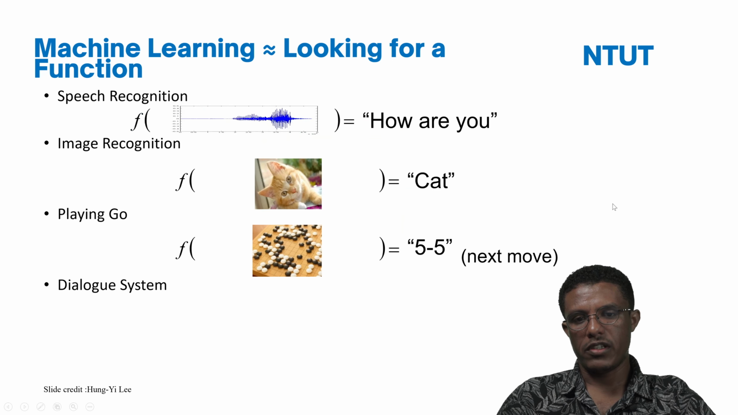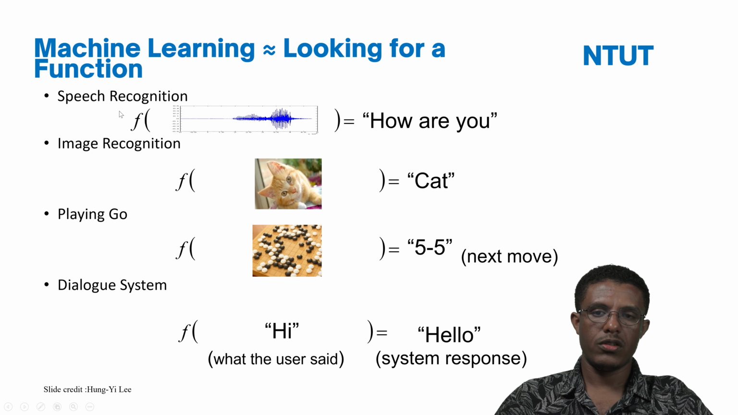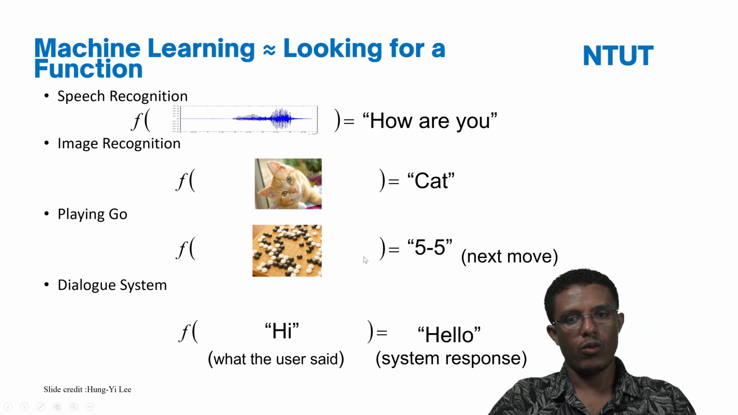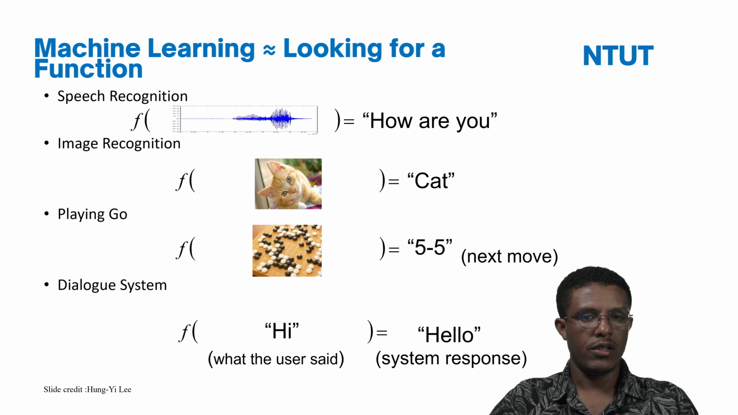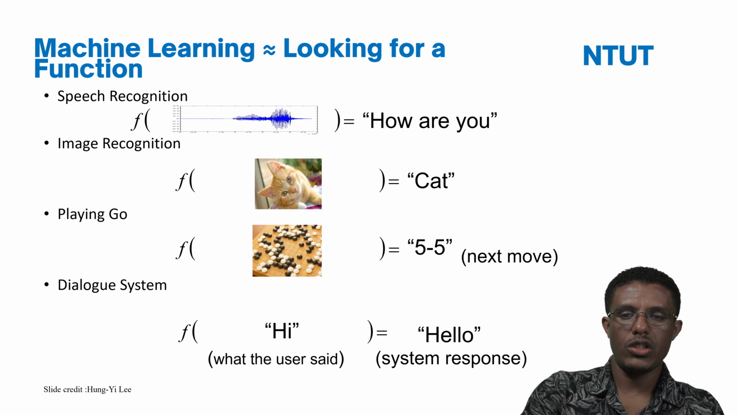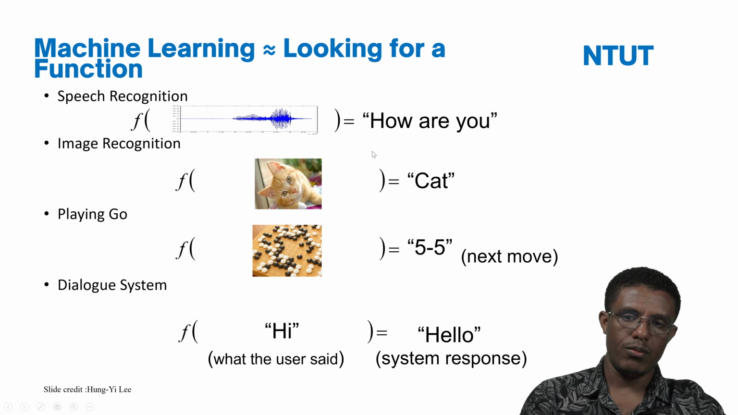So this is the same idea. For example, this is the function applied to the audio: f of this one is how are you, f of this image is cat, and in the other example, f of hi is hello. In the framework we give a function plus the data, and the machine automatically displays the output result. That is called the machine learning framework.